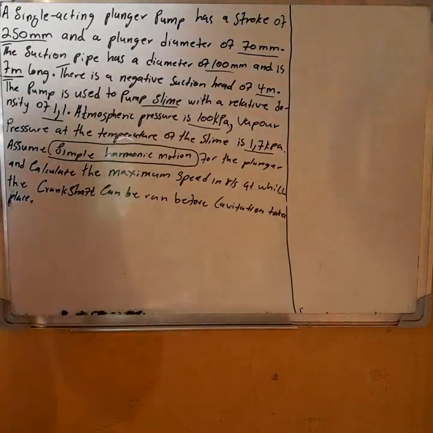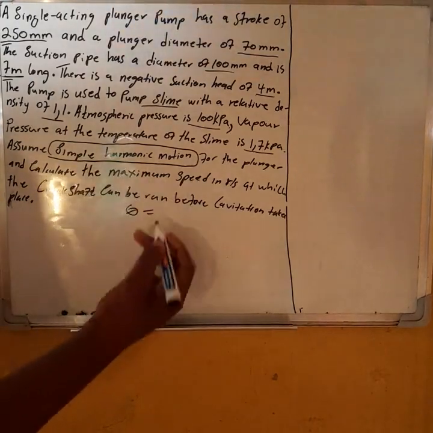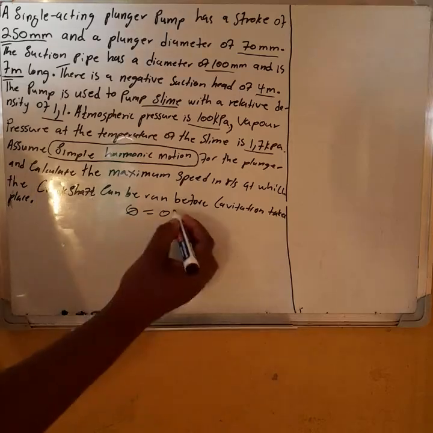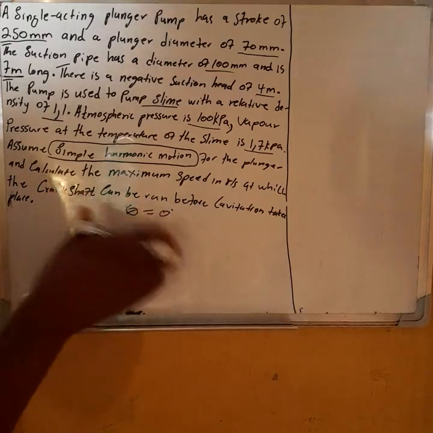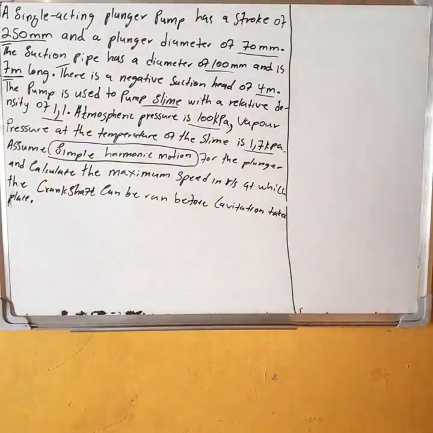That means initially this is the beginning of the stroke, so our theta will be 0 at the beginning. They love this value 0. You will always use 0 degrees in simple harmonic motion when you are calculating accelerated motion. There is cos theta there, and you substitute 0, which we know is 1.